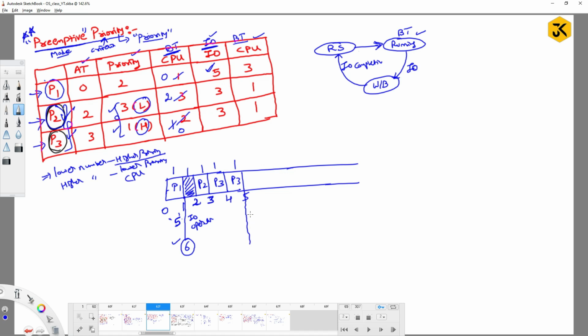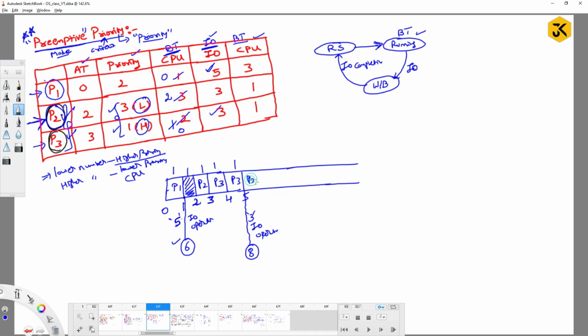And this process went for 3 units of IO operation, and it will complete it by 8. It will come back by 8 units of time. Right? At 5 units of time, what is the process available for us? P2 is available for us.